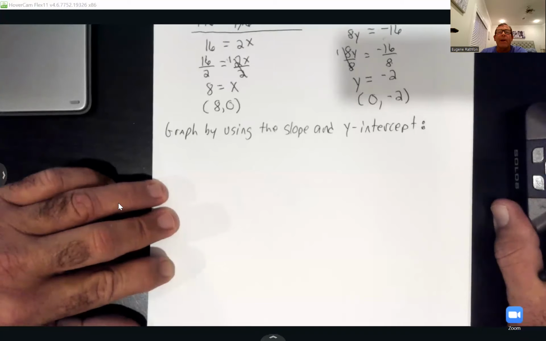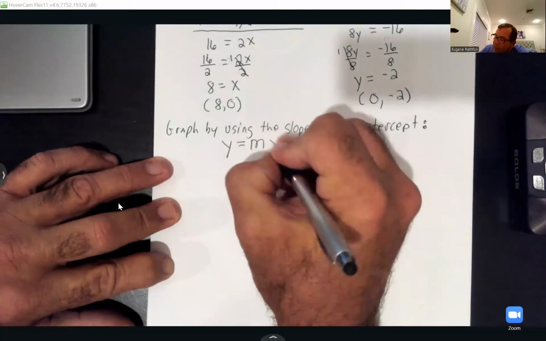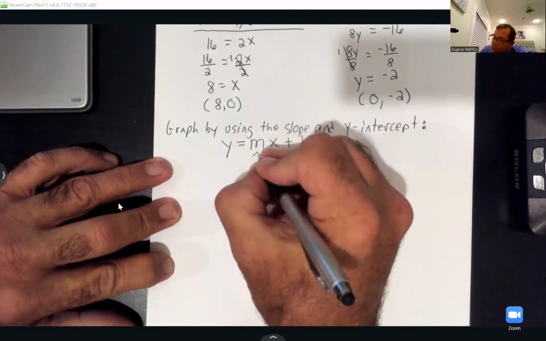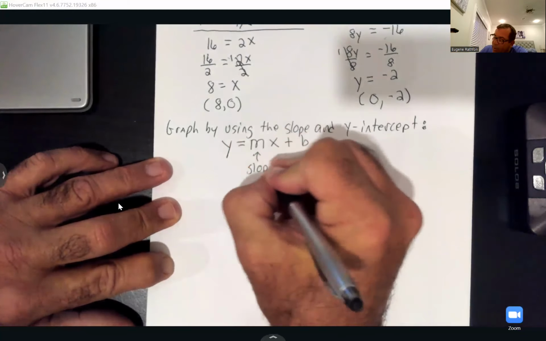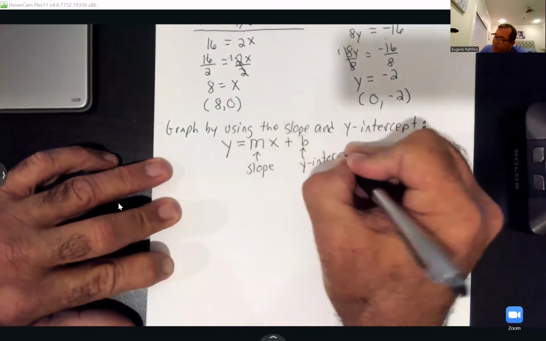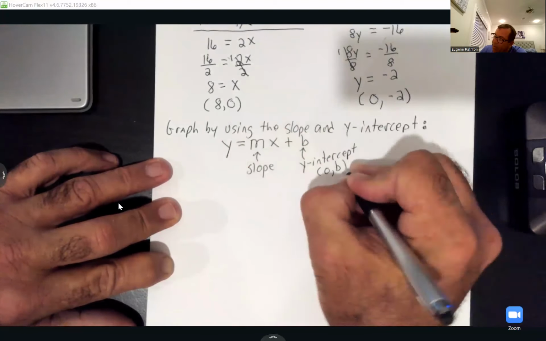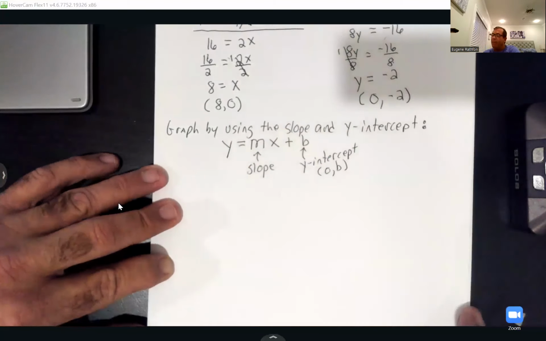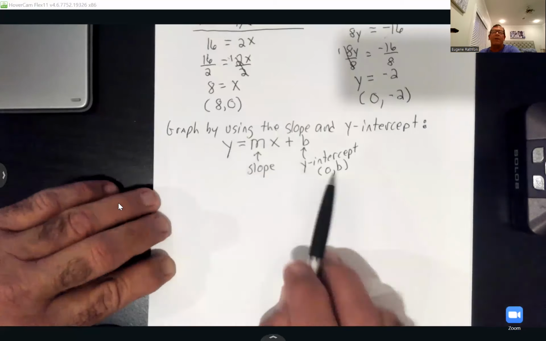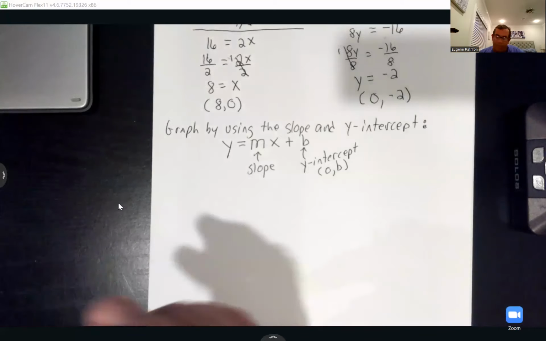So, graph by using the slope-intercept form, we're looking at this. Y equals mx plus b. The number in front of the x, where the m is, that's your slope. And where the b is, that's your y-intercept. And the y-intercept will be (0, b), whatever that point is, okay? So as long as you got it solved for the y, this is going to be the quickest way to graph where you don't have to do no figuring out at all.